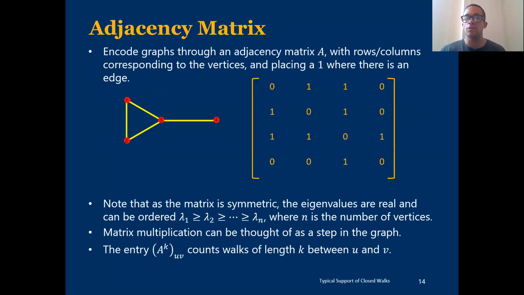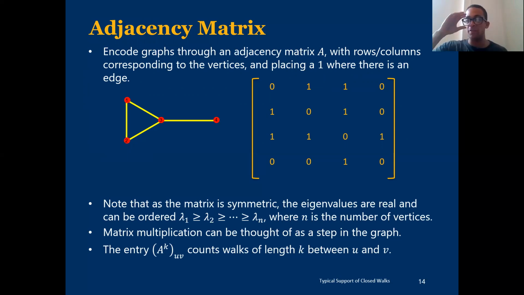Okay, so now let's talk about the adjacency matrix. The adjacency matrix is just a matrix where the rows and the columns correspond to vertices, and we place a 0 if the two vertices are not connected by an edge, and a 1 if they are connected by an edge. Now, because this matrix is symmetric, the eigenvalues are real, and therefore the eigenvalues can be ordered. Moreover, matrix multiplication corresponds to taking a step in a walk. So you can think about multiplying by the matrix A like taking a step in a walk in the graph.